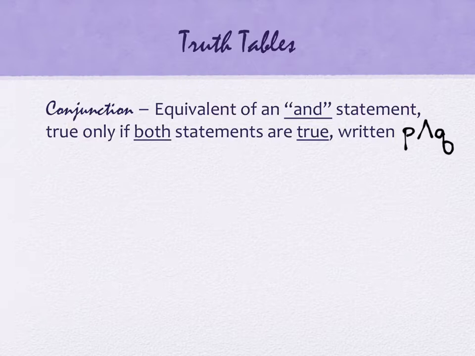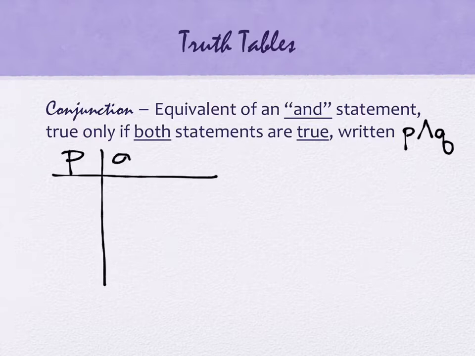So let's take a look at what happens in terms of a truth table when that's going on. Now, in terms of your truth table, you've got one column for P and one column for Q because there's two statements. And you've got a third column that's going to represent the compound statement P and Q.